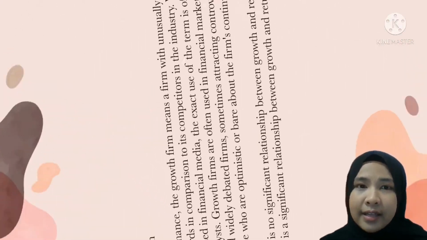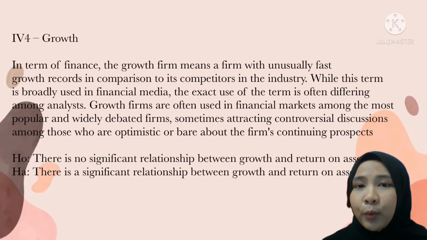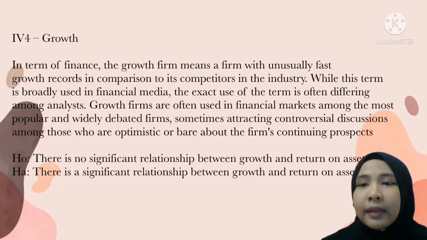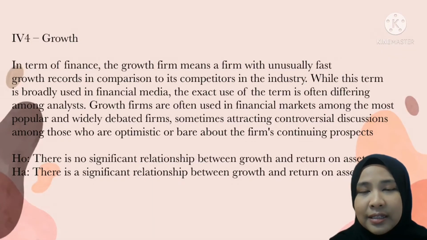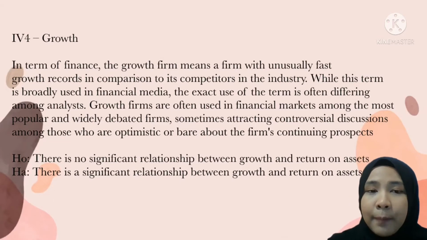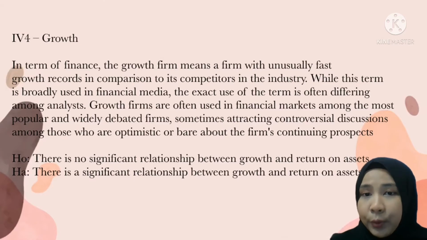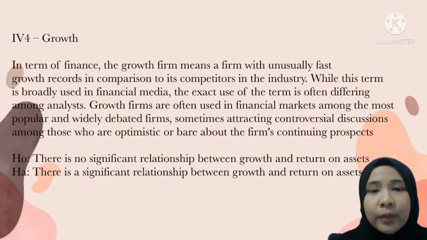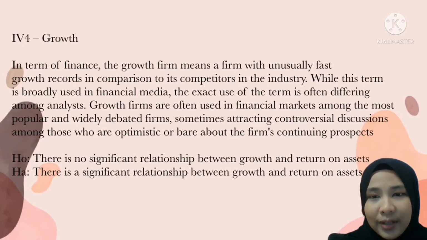The next IV is growth. In terms of finance, a growth firm means a firm with an unusually fast growth record in comparison to its competitors in the industry. For the hypothesis, for H0, there is no significant relationship between growth and return on asset, and for HA, there is a significant relationship between growth and return on asset.